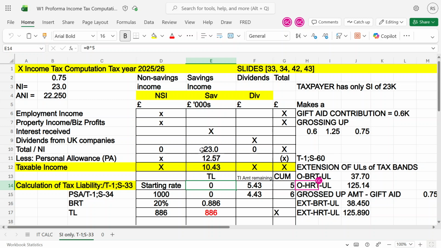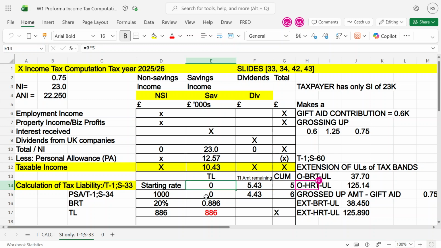That's why I took an example where you will get a decent amount of SI still left over, even after deduction of the PA. So I chose an income level of 23, because even after deducting PA, I get some taxable income to show you how this person is getting the benefit of 6,000 of income getting taxed at 0%. And how do you get the 4.43?